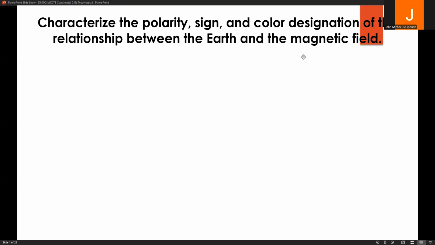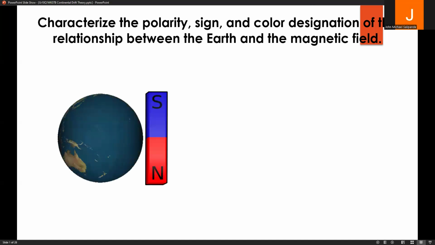Okay, so let's recap from our previous lesson, which was magnetic reversals, the longest and personally the most difficult topic for me to teach because of the very cerebral and cognitive nature of the lesson. Okay, so let's characterize the polarity, sign, and polar designation of the relationship between the Earth and the magnetic field.